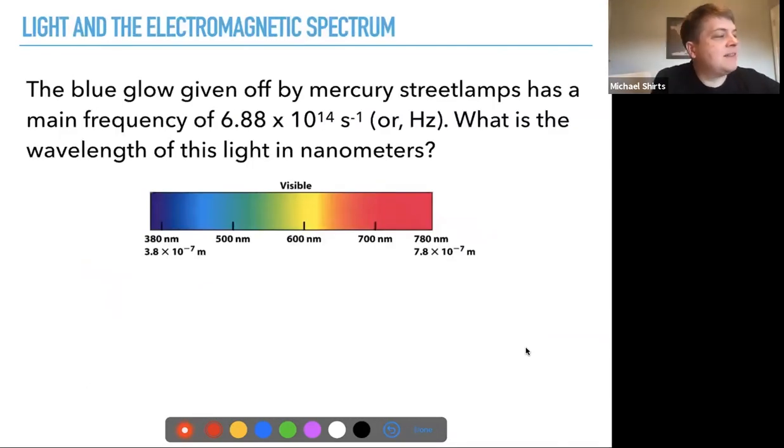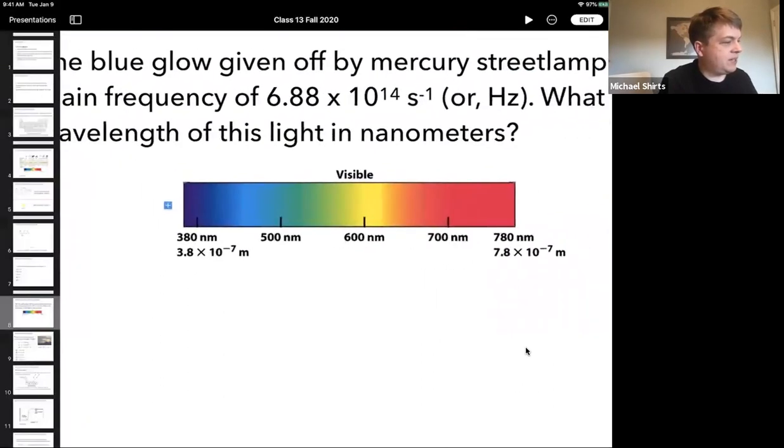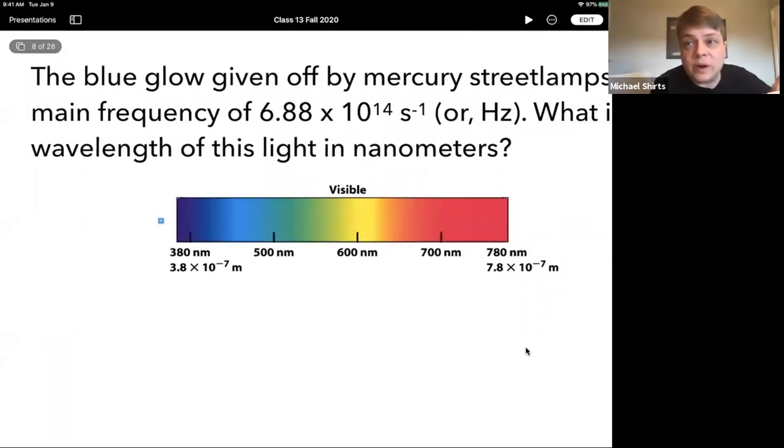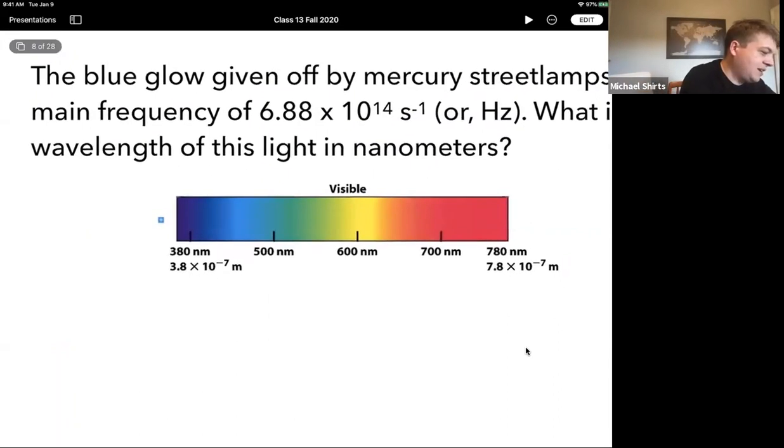So let's make this quantitative. The blue glow given off by mercury street lamps has a main frequency of 6.88 times 10 to the 14th inverse seconds, or hertz. So inverse time is the unit of frequency. Inverse seconds is the name of hertz. What is the wavelength of this light in nanometers? Okay, so let's jump in and start doing the calculation. So what's the equation we want to be working with? Same one, the one we said was the key.